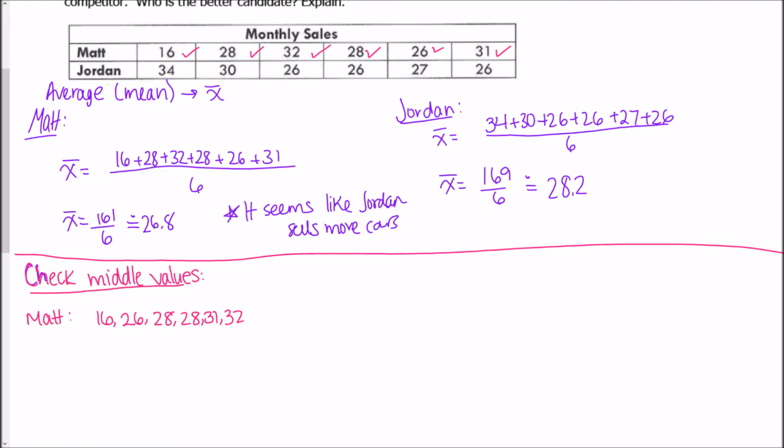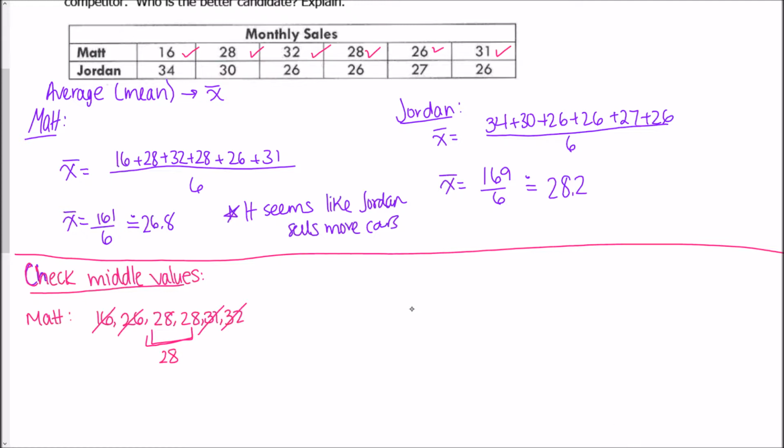Okay, so now to find the middle value, I'm just going to cross off each number until I get to the middle. So I'm going to cross off the first number with the last number, the second number with the fifth number. So it seems like right here, this would be my middle value right here.